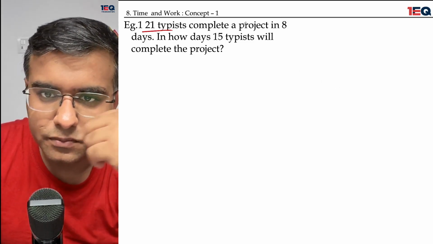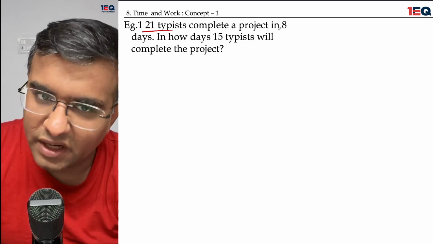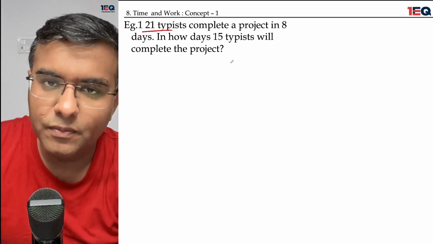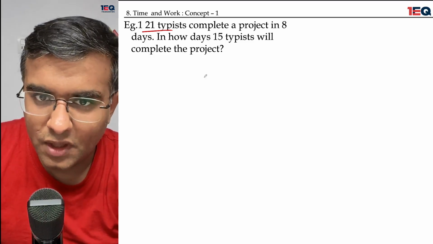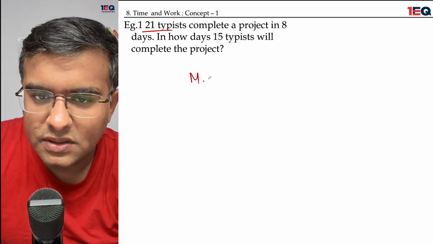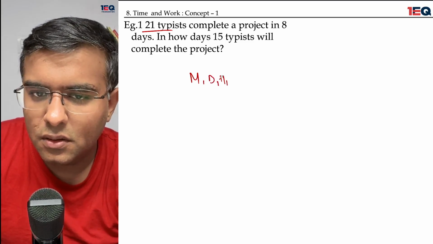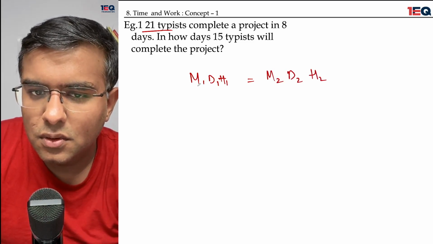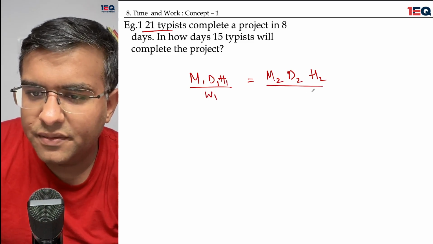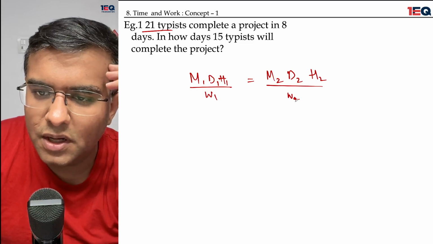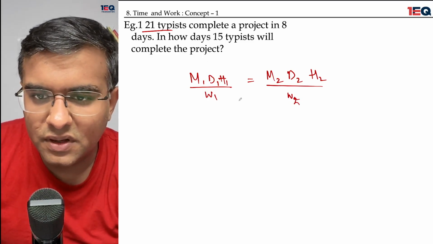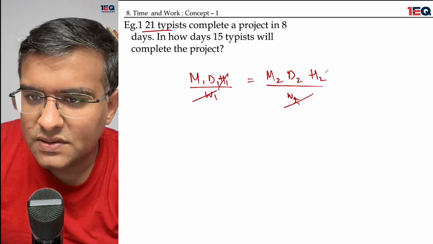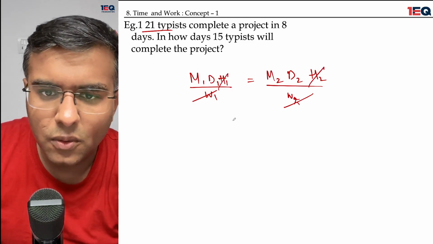21 typists complete a project in 8 days. In how many days will 15 typists complete the project? The work is the same. I'll quickly apply the MDH method. This is M1 D1 H1, which is equal to M2 D2 H2. Work 1 is being done by the first party, work 2 is being done by the second party. The work isn't different, it is the same, so the work will get cancelled out. There is no concept of hours, so the hours will also fade away.